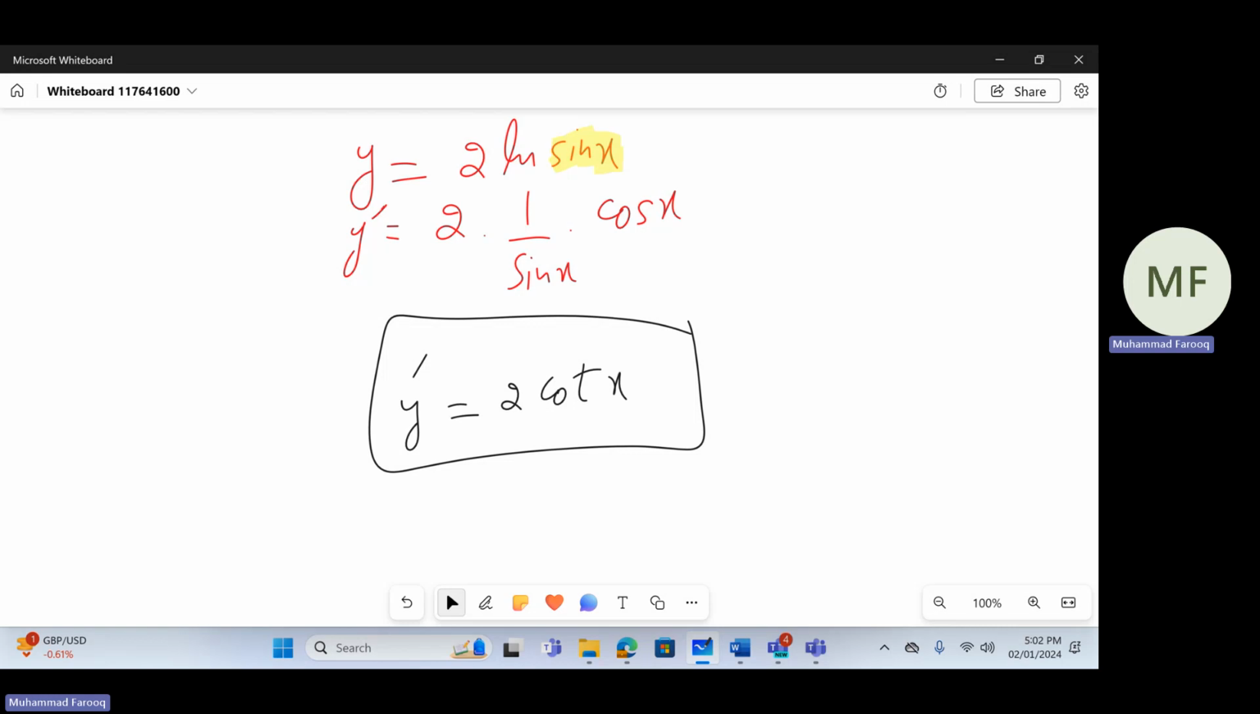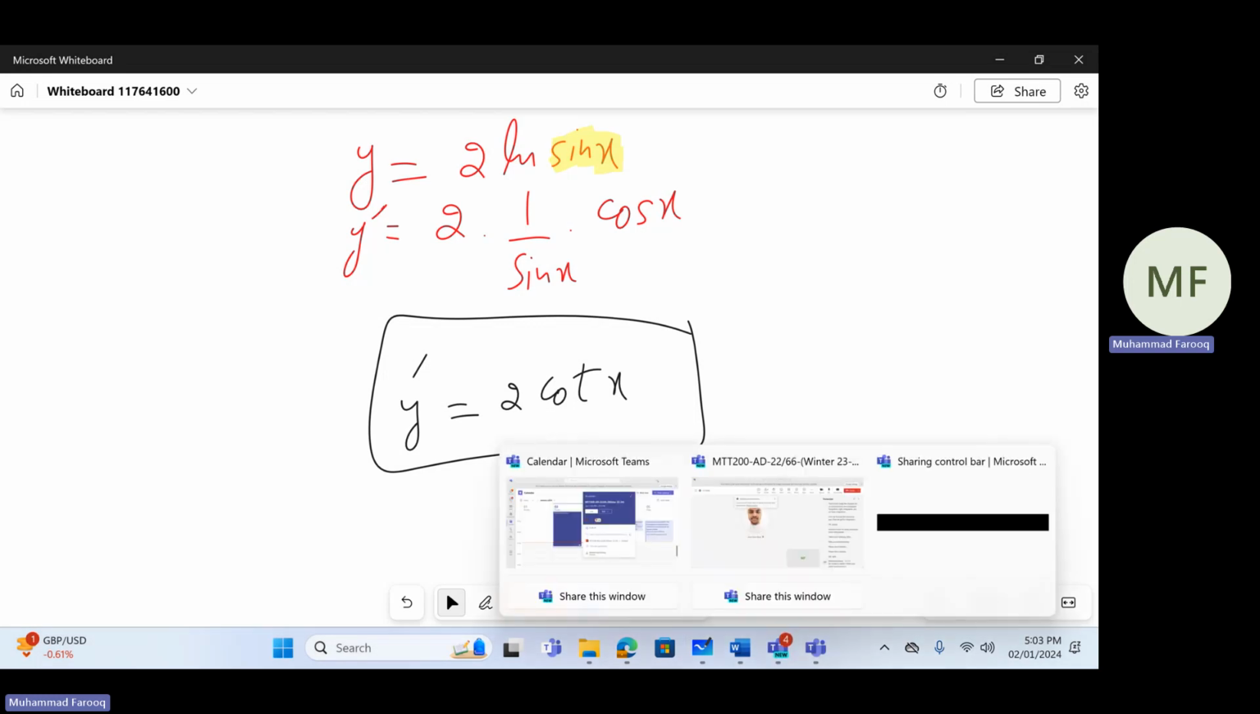Log and ln have the same properties. Same property, please. That's why I told you, ln and log have the same property. Don't confuse, okay? Right. So I think it's better I take some questions from the book now, please.